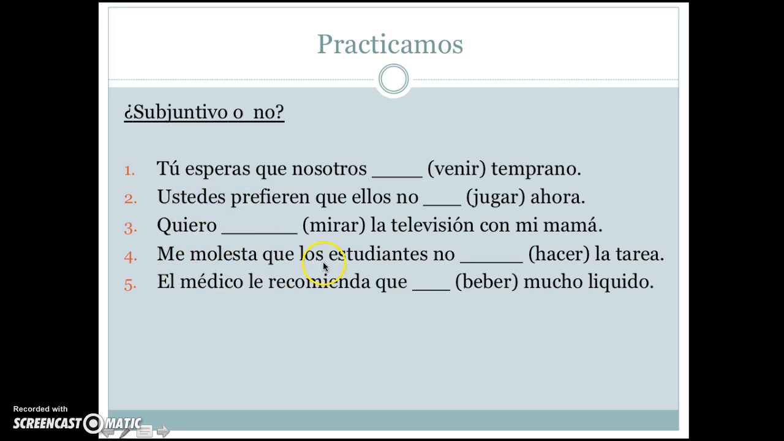Me molesta que los estudiantes no hagan la tarea. H-A-G-A-N. El médico le recomienda que beba mucho líquido. The doctor recommends to who? Well, we're not sure exactly to who, but we know it's a third party because of this le. El médico le recomienda que beba, subjuntivo, mucho líquido.